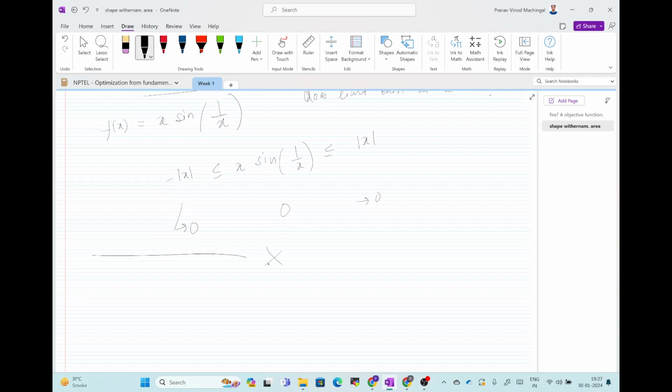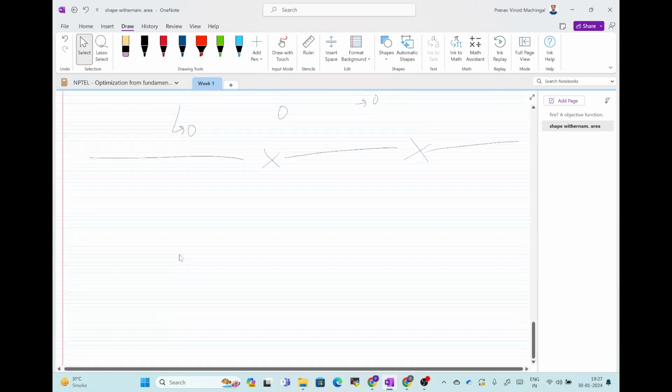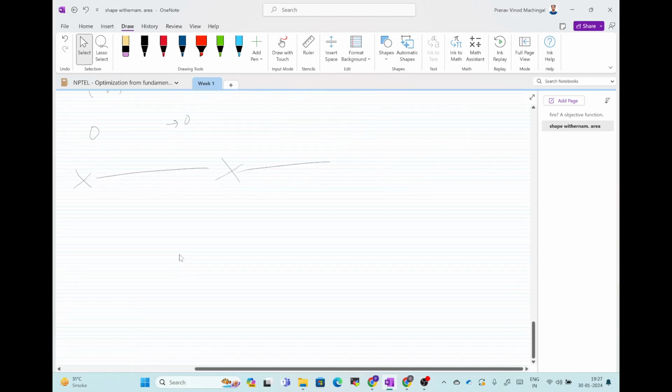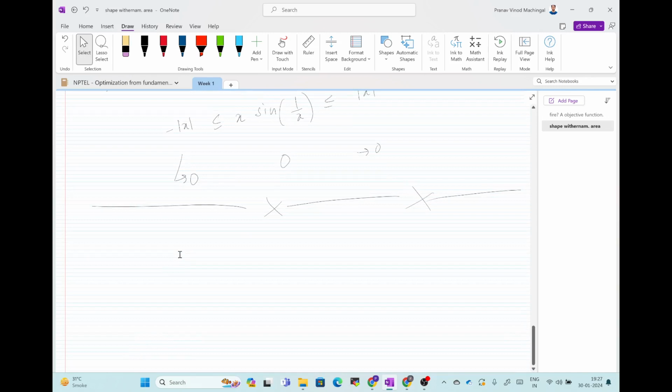Any doubts so far? Let's have a set g of n. Okay, so what is this? This is an open set, right?